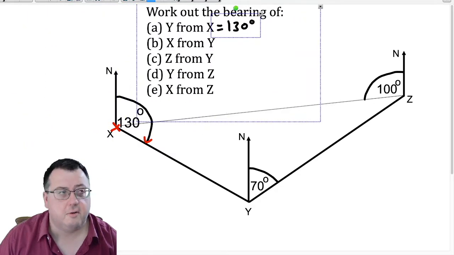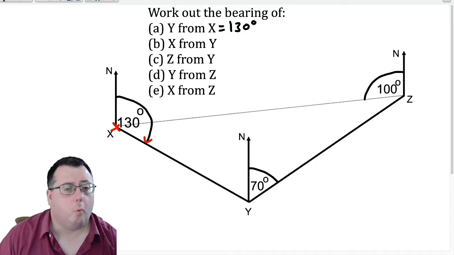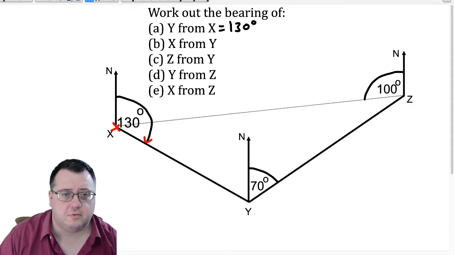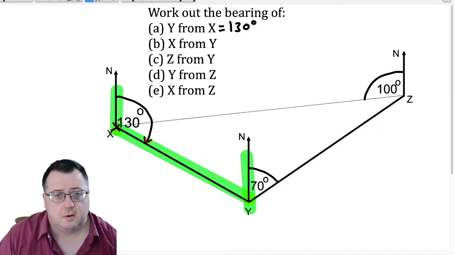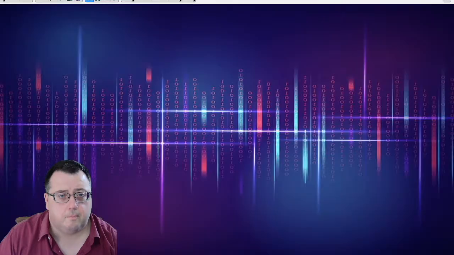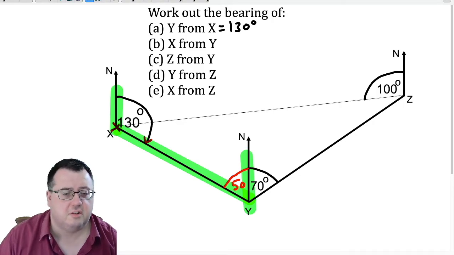It just makes life a little bit more easy when it comes to actually writing in the answers. X from Y. Okay, so again, using the principle of allied angles from parallel lines, I can see that I've got two parallel lines here, the north lines, and this is an intersecting line between them, meaning that this angle here is going to be 50 degrees. Why is it 50? Because 50 and 130 summed together will make 180.